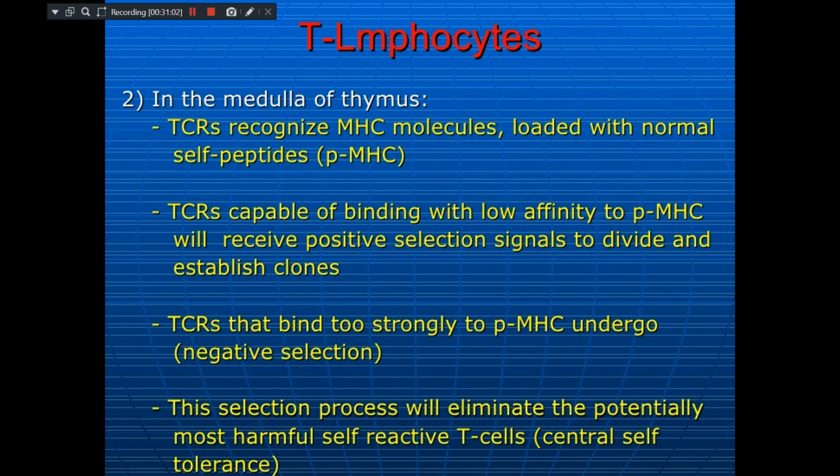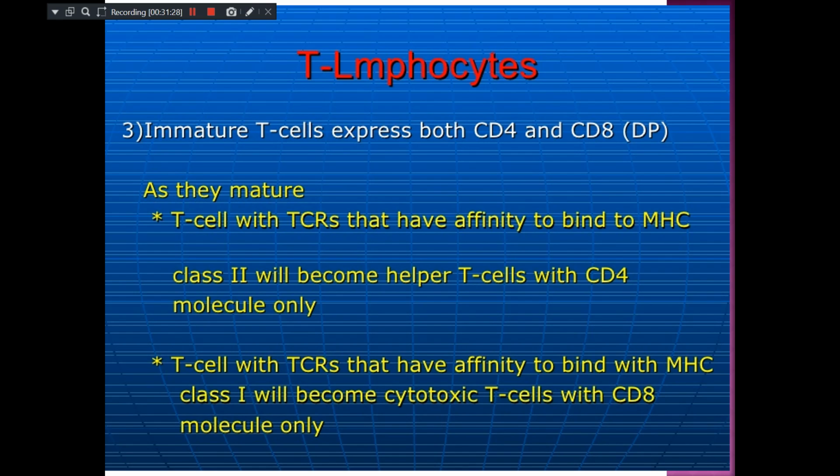Otherwise, these T cells will react with the antigens or the proteins of our own body. So that's why this selection process, especially the negative selection process, will eliminate the potentially most harmful self-reactive T cells. This is central self-tolerance, and thus protects us from autoimmune diseases. Then, once the T cells become mature, they can do all those things.